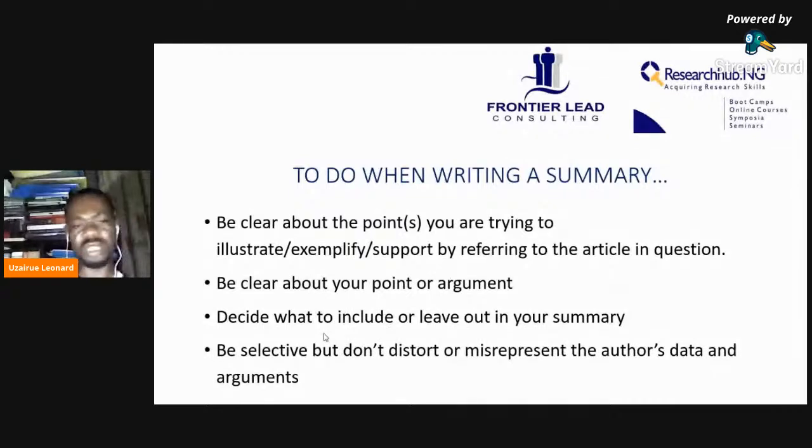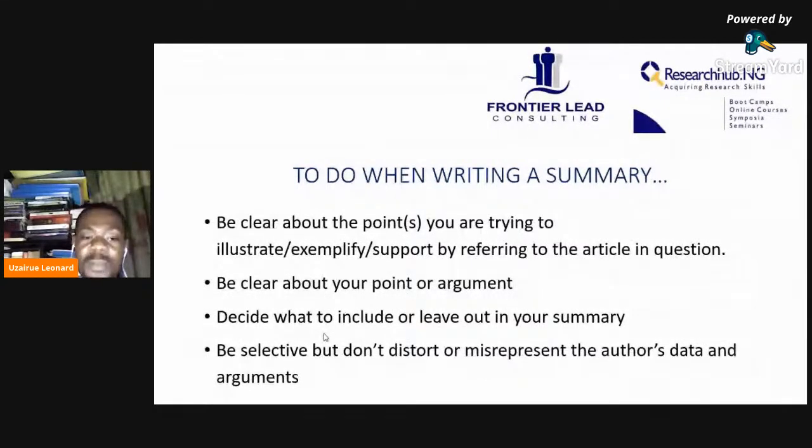That is very important. When you are summarizing, for example, I found a study done by A and B et al. When I'm summarizing that study, I should refer to that particular study. I should refer to the article in question.